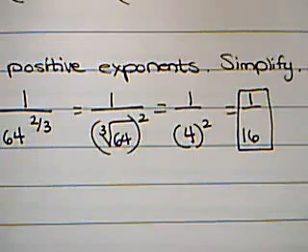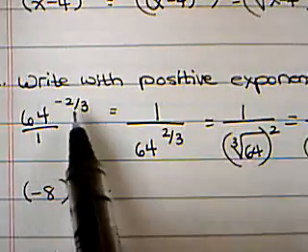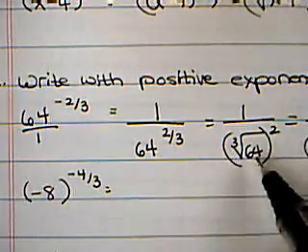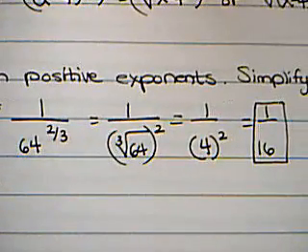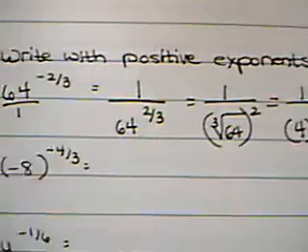So it'll be 1/16. But the first step was make sure to make it a positive exponent, rewrite it as a radical, and then simplify that radical if possible.